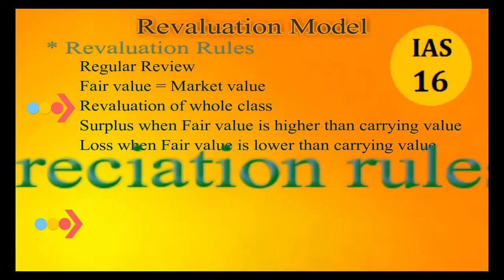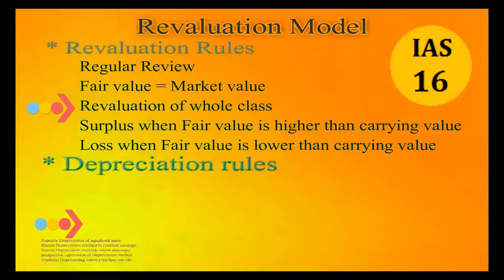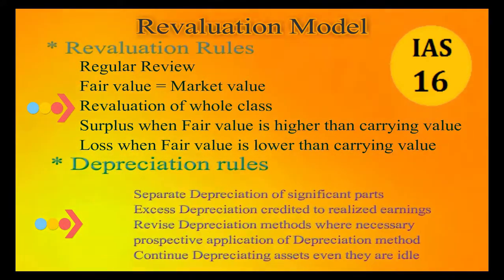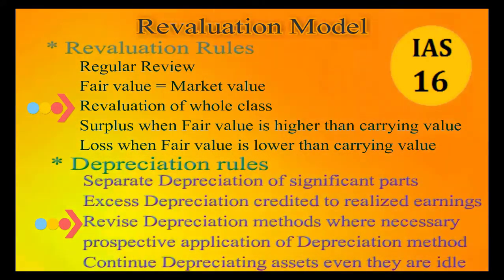Coming down to depreciation rules. It is based in the statement of financial position. It is determined for each significant part of an item, like an engine of an aeroplane is a significant part and thus should be separately depreciated. Excess over historical cost depreciation can be transferred to realized earnings through reserves.